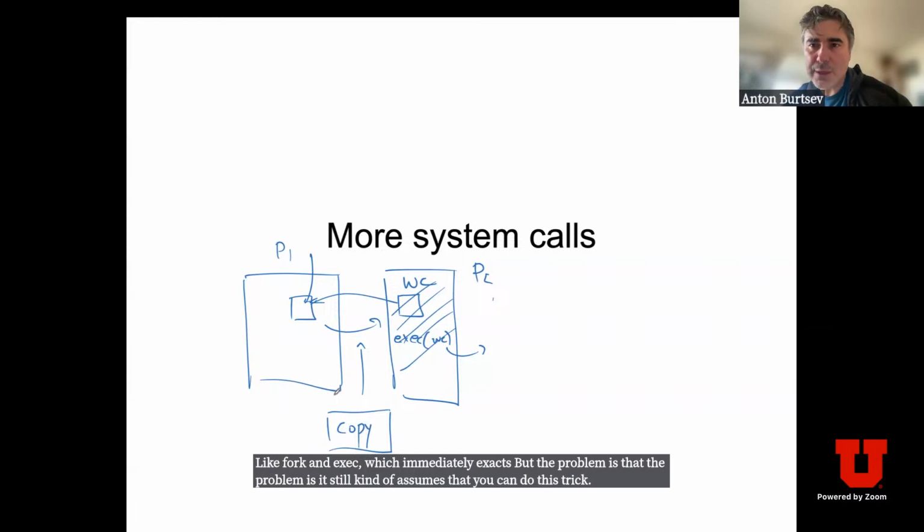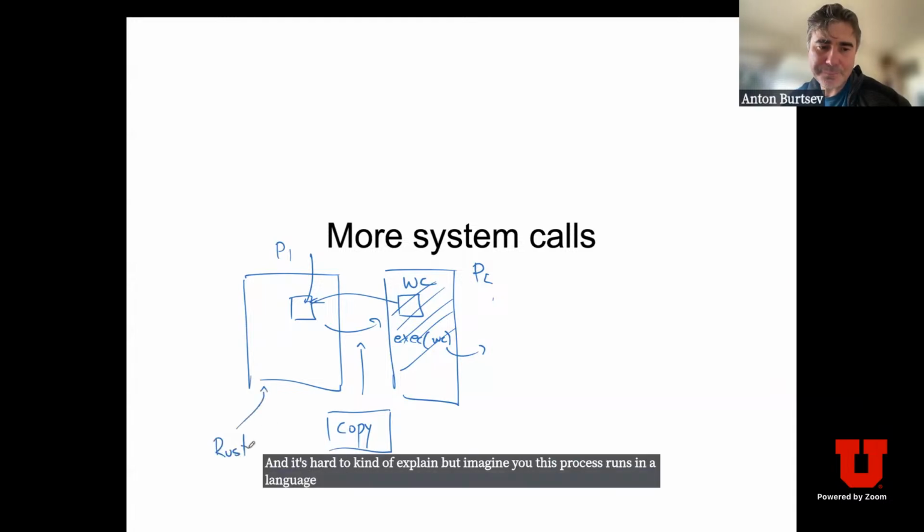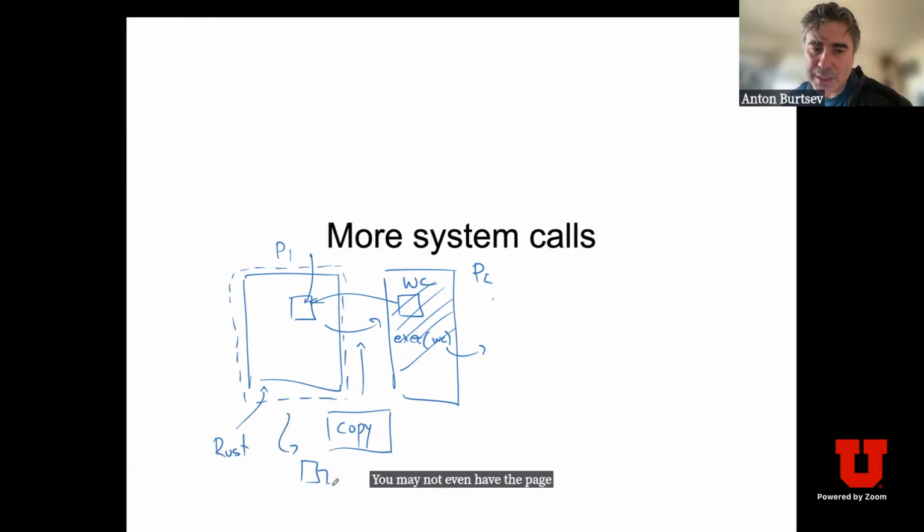It's hard to explain, but imagine this process runs in a language like Rust. It's not C. We will talk about page tables and how process address spaces are built. But if you're running in Rust on some embedded device, you may not even have the page table, which I didn't explain obviously yet. And then doing this fork, this clone of a process, is very tricky. And so you might choose, okay, forget about it, it's too hard.